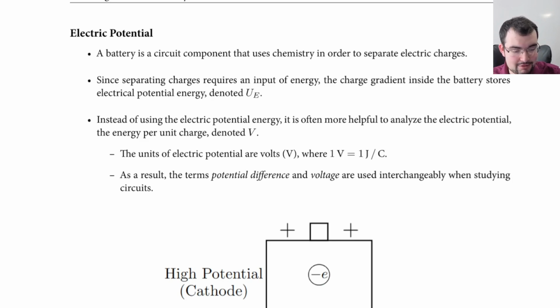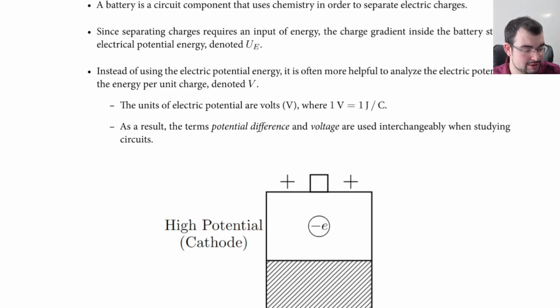A battery is something we're all familiar with, but what does it do? Well, a battery separates electric charges. We know that positive and negative charges don't like to be separated. So if you have a device that uses chemistry to force positives and negatives apart, that would take energy. The energy required per unit charge is called this potential. It tells you how much energy is required to separate each coulomb of charge.